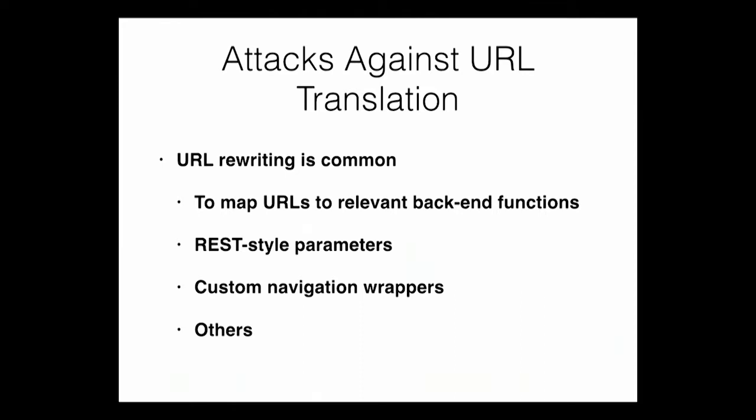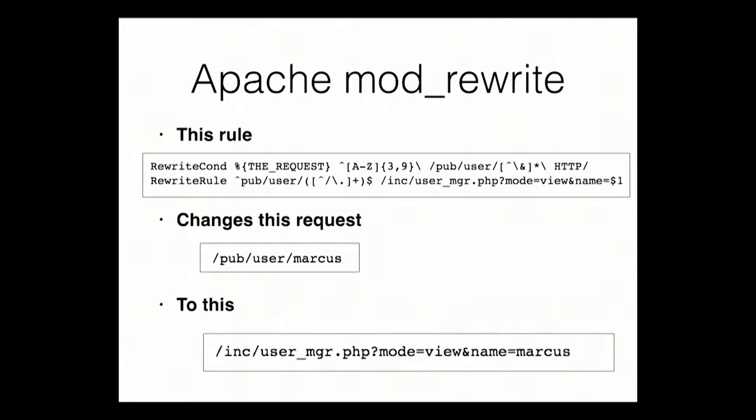A lot of apps rewrite URLs. This is quite common. You can do it in Apache and everywhere else where URLs are reinterpreted to map to other things. This is how simple SAML works. I think I've said it many times. So this is how REST-style parameters work, where things look like they're in the folder name, but they're interpreted as parameters at the other end. And of course, those rewriting functions can be exploited.